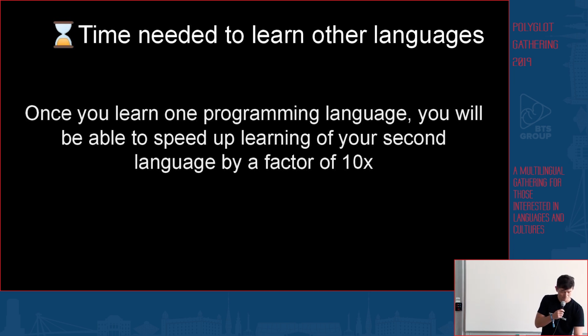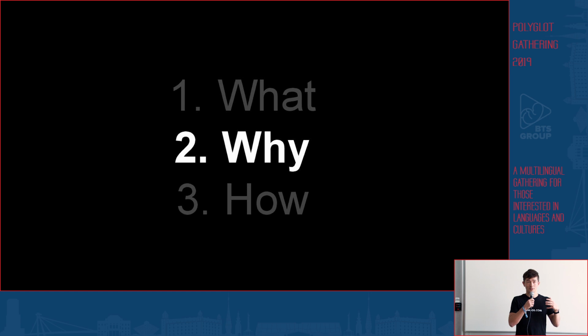Great, so now we already talked about what a programming language is, and we saw a couple of comparisons. Now we are going to talk about why, which is kind of a summary of what you saw in the first part.